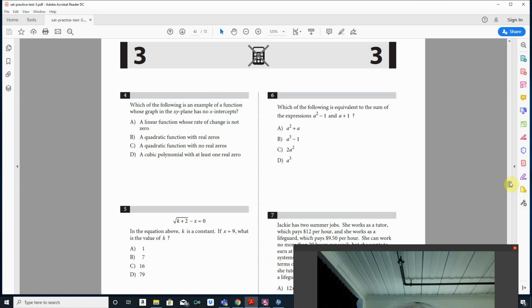All right, 6. Which of the following is equivalent to the sum of the expressions a squared minus 1 and a plus 1? Well, it'll be a squared plus a plus 0, so just a squared plus a, so a.